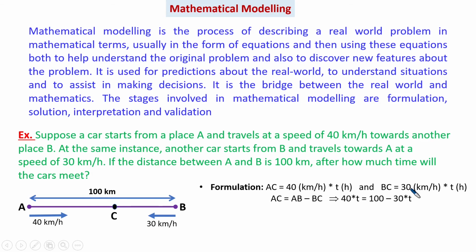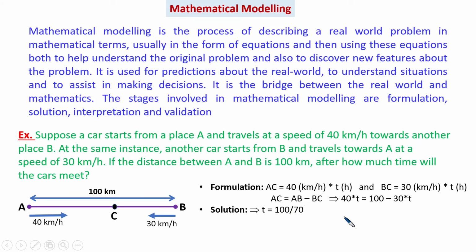And BC is equal to 30 kilometers per hour, this is the speed given, into T, that is also in hours. So here AB is 100, and BC is 30 into time. So you can take this minus 30 T to the left hand side, it becomes plus 30, 40 plus 30 is 70, 70 times T, so T is equal to 100 by 70. So I get time is equal to 100 by 70. This is the solution. So this is the formulation of the problem.